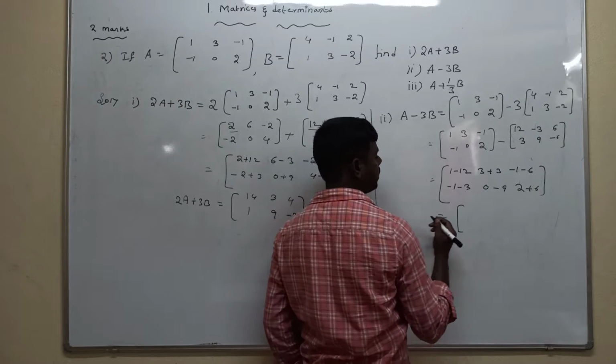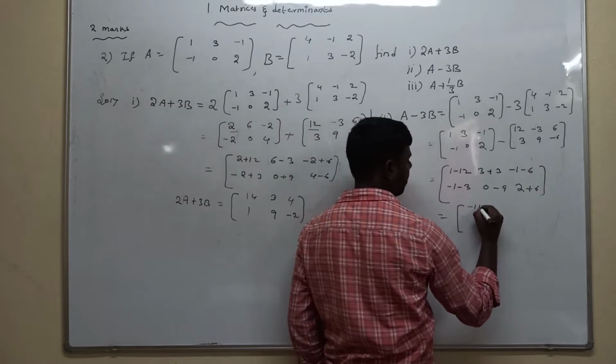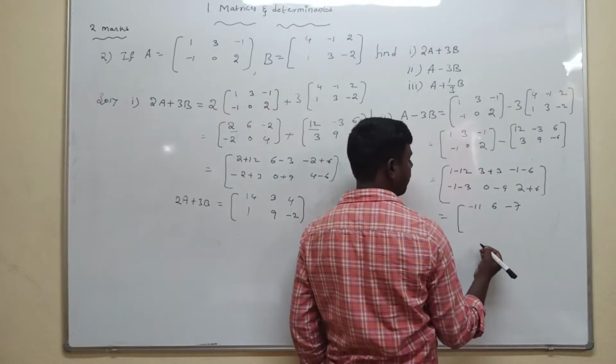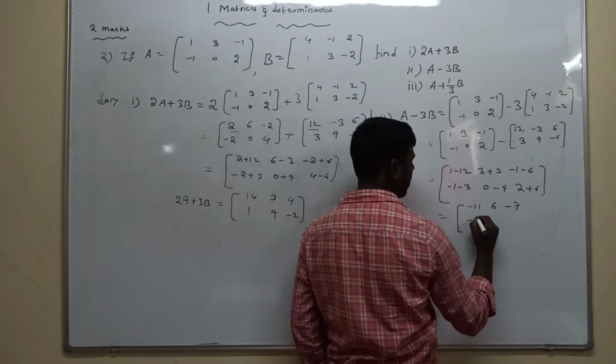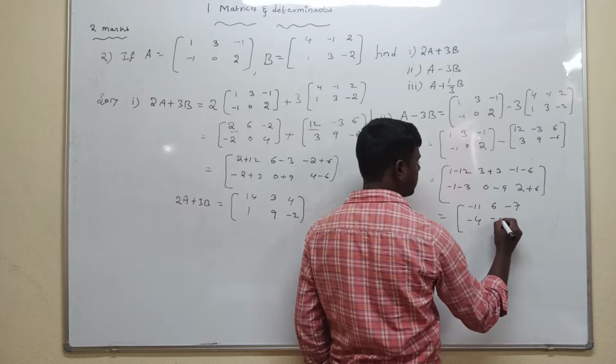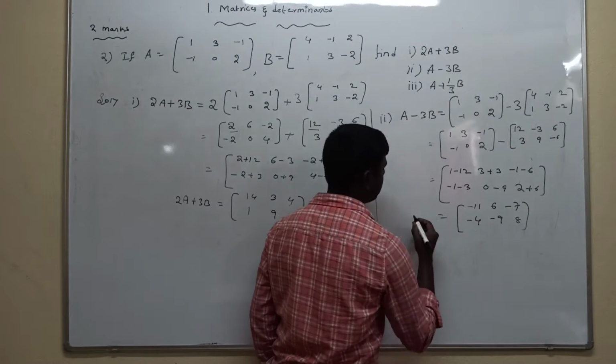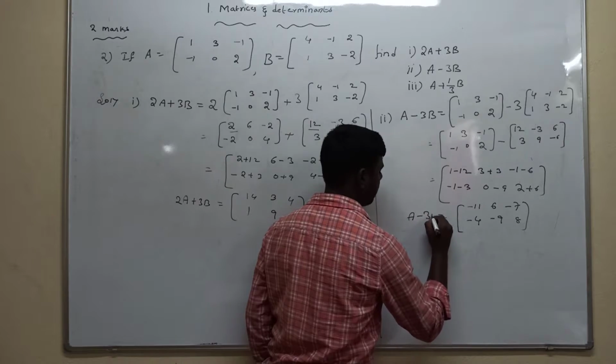Finally we get the answer: 1 minus 12 is minus 11... the first row is 1 minus 12, 3 plus 3 is 6, minus 1 minus 6 that value is minus 7, minus 1 minus 3 that value is minus 4, 0 minus 9 value is minus 9, 2 plus 6 is 8. This value is A minus 3B.